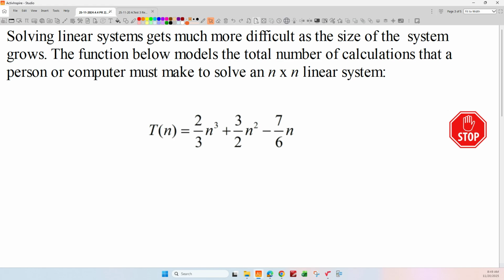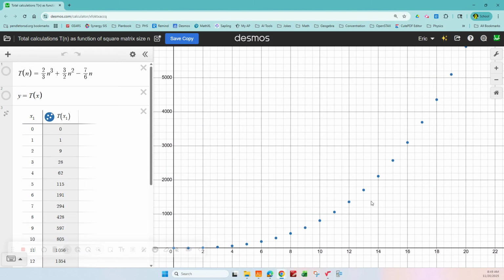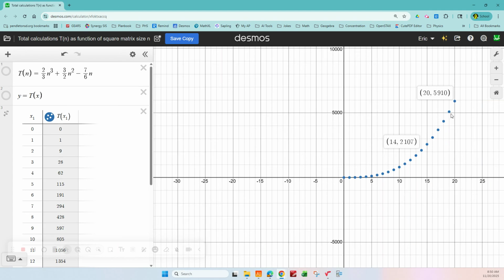Look at how this grows. It's pretty crazy. Look at how that thing grows. If you've got a linear system with 14 equations and 14 unknowns, you have to make a minimum of 2,107 calculations, or you have to do that many steps to solve that. If you get up to a 20 by 20 system, you're pushing 6,000 individual algebra steps you'd have to make to solve that thing.